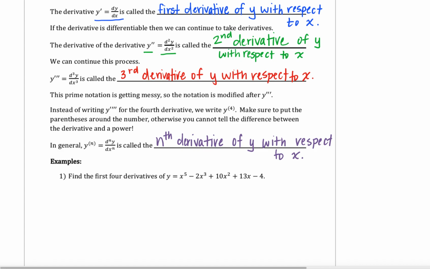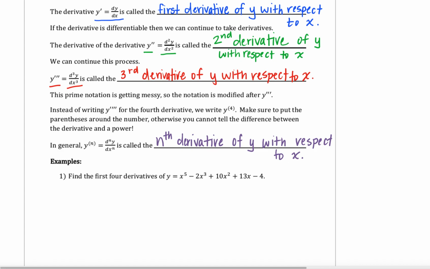And the reason we have the 2 on the d part in the numerator is because it's the second derivative of our function y, but then in the denominator we have the exponent on the x because it is with respect to x twice. So the first derivative was with respect to x as well as the second derivative. Now this process can continue. We could get the third derivative notated by either y triple prime or using the operator notation, which says the third derivative of y with respect to x.